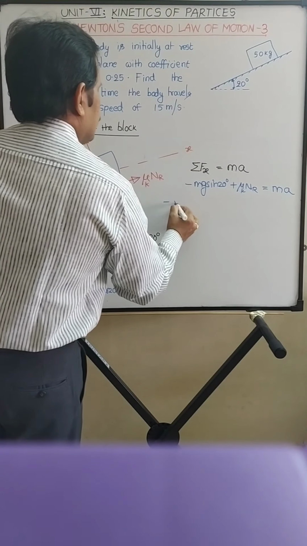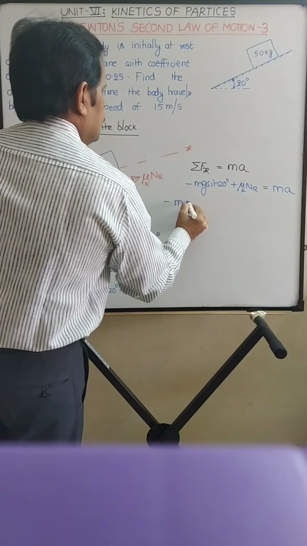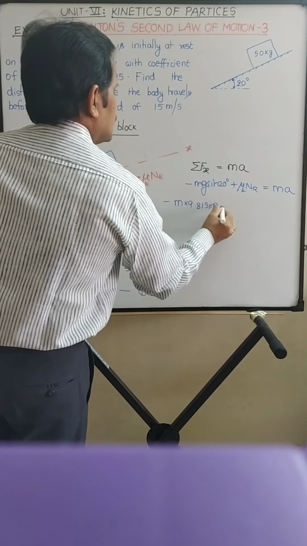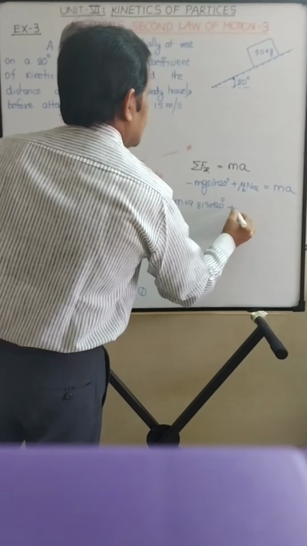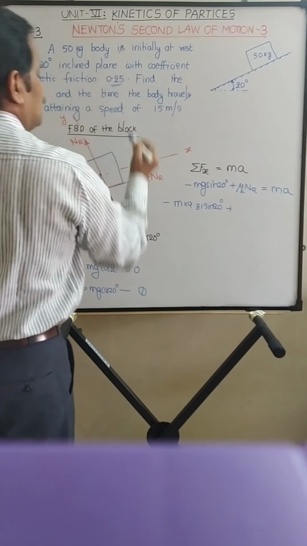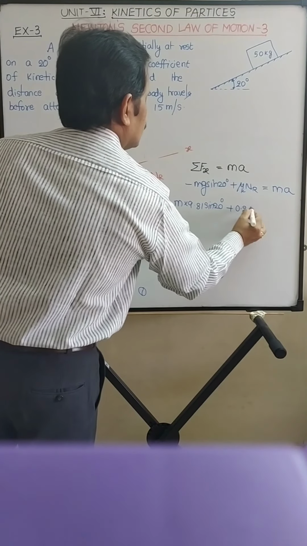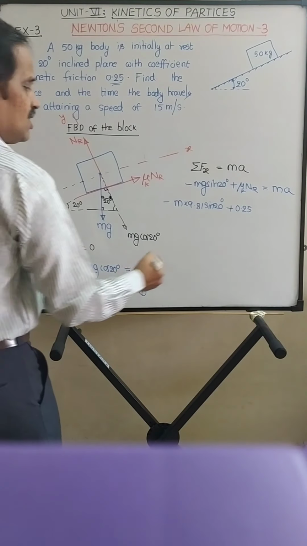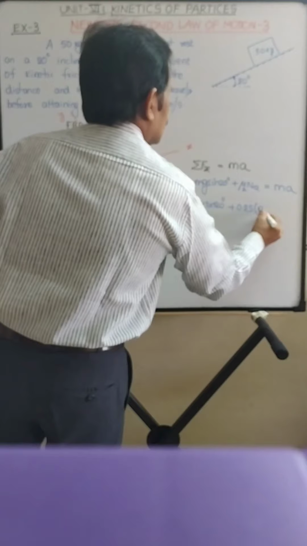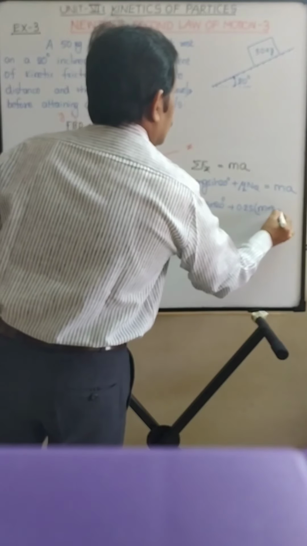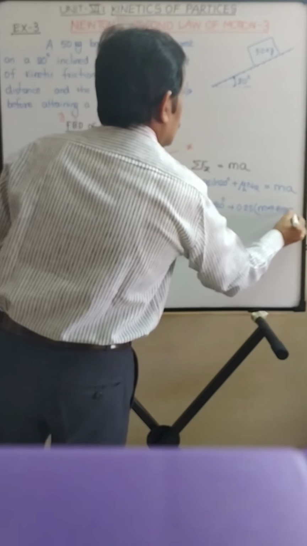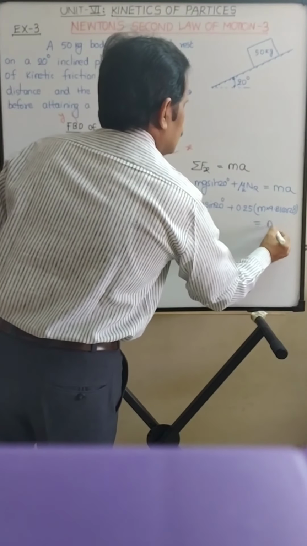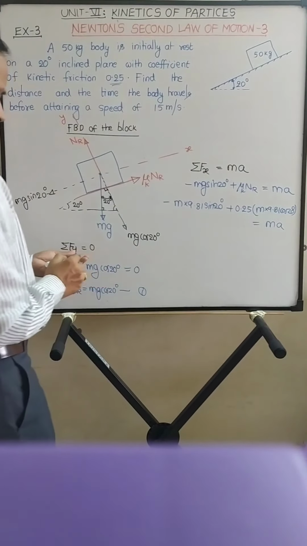So it is minus m into 9.81 sin 20 plus mu k, which is given as 0.25, and the normal reaction from equation 1 is mg cos 20. So m into 9.81 cos 20 is equal to m into a.